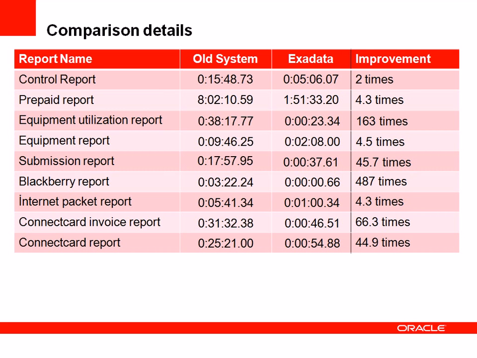I mean, you can see the BlackBerry report went from 3 minutes and 20 seconds to less than a second. But the report I want to point out here, which is most interesting to me, is the prepaid report. It used to take 8 hours, and now it takes under 2. So, of course, that's a batch report, production level report. It took a long time to run before. It still takes a while to run.